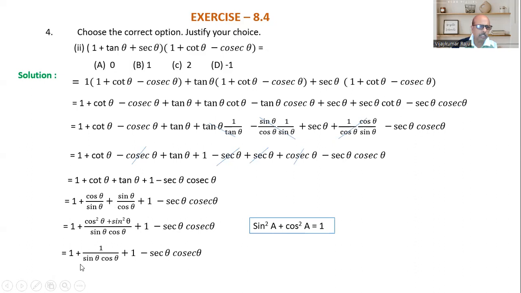Here 1 upon sine is cosec and 1 upon cos is sec. So it will become sec cosec plus 1 minus sec cosec. So this is plus sec cosec and this is minus sec cosec. These two should also get cancelled. So 1 plus 1. What is left? We are left with 1 plus 1, which is equal to 2. That means the answer is option C.